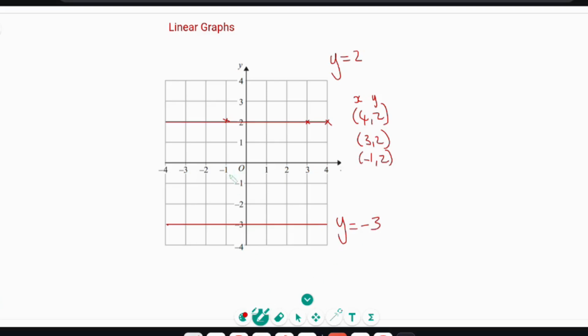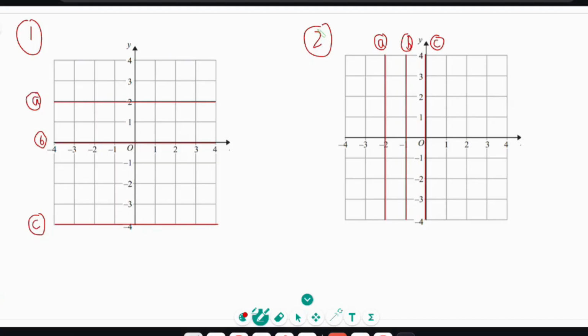Okay, what about a vertical line? This time, if you looked at coordinates along this line, you would notice that the x coordinate is always minus 3. So the equation of the line would be x is equal to negative 3.